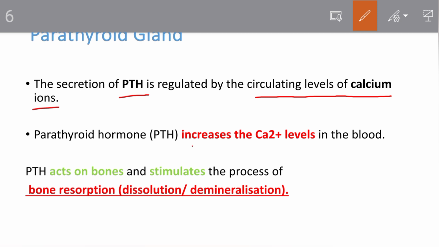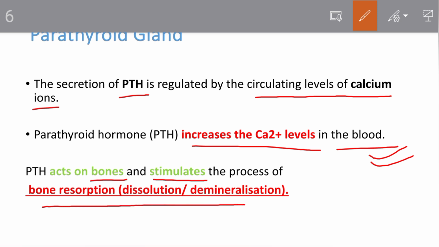Parathyroid hormone increases the calcium levels in the blood. Remember this, it is important. PTH, that is parathyroid hormone, acts on bones and stimulates the process of bone resorption, dissolution, or demineralization. All are the same. Bone resorption is the same as bone dissolution, and bone dissolution is the same as bone demineralization. So parathyroid hormone increases calcium in the blood by bone resorption.